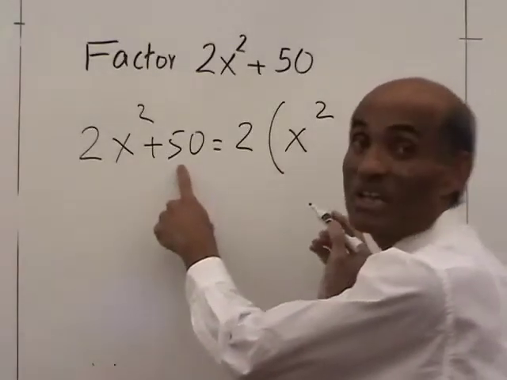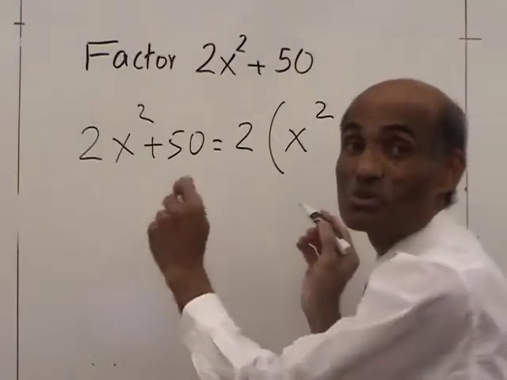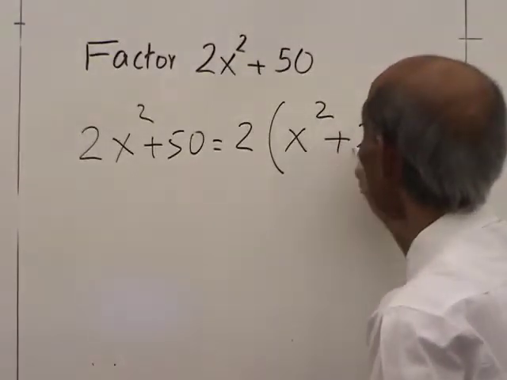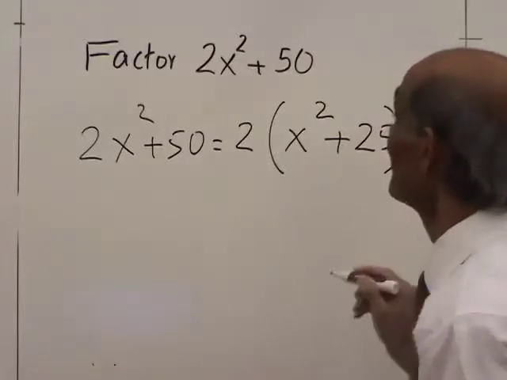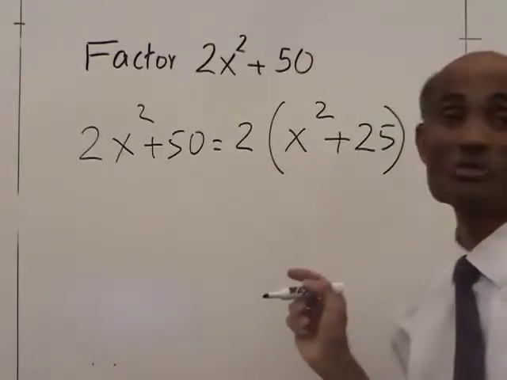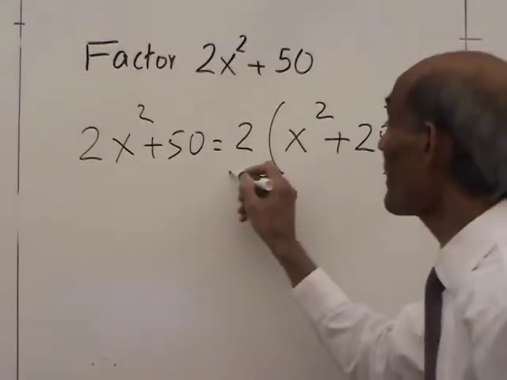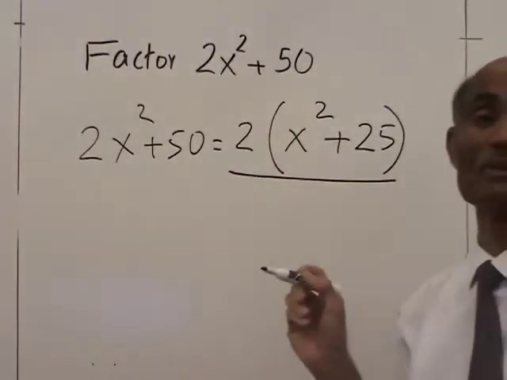Once you take the 2 out, what is left in the first term is x squared. What is left in the second term? 50 is 2 times 25. So that will be plus 25. So we have now 2 times x squared plus 25. Now can you factor this any further?